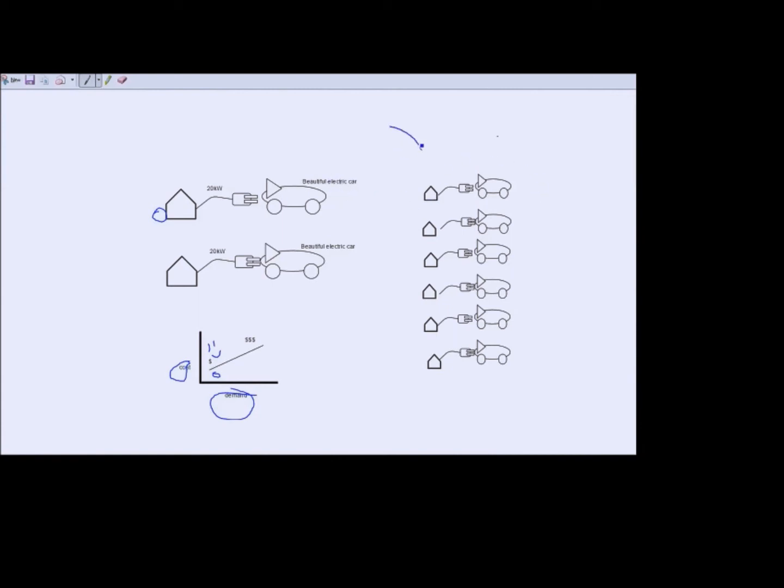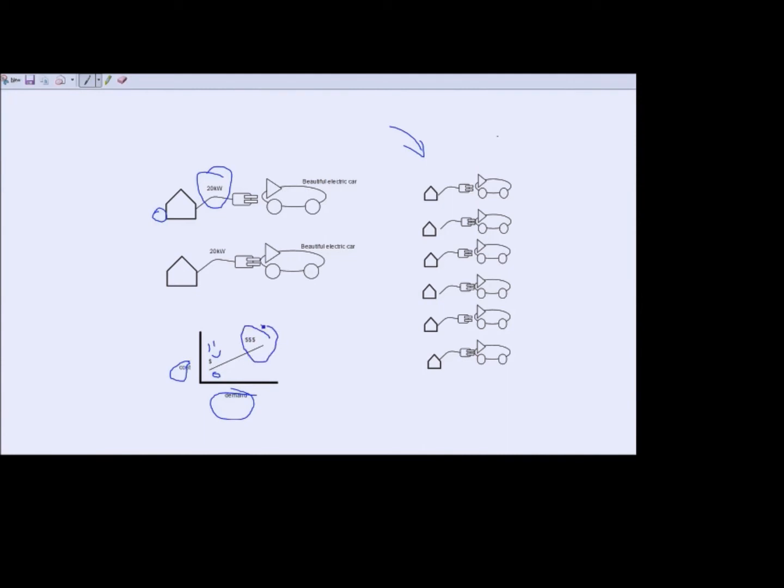So what the grid is going to choose to do is increase the cost of electricity because the demand is high over here, and it's going to say, hey, if you want to pay that much, you can, but the car owners, of course, want the best rate possible. So they're going to choose to wait until a less busy time to charge their cars.